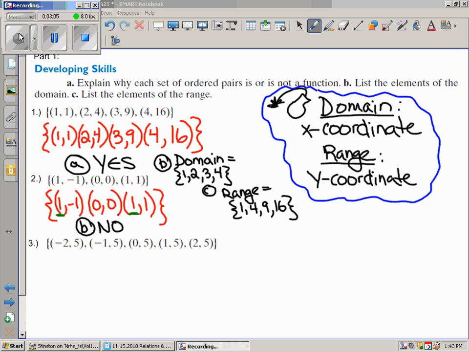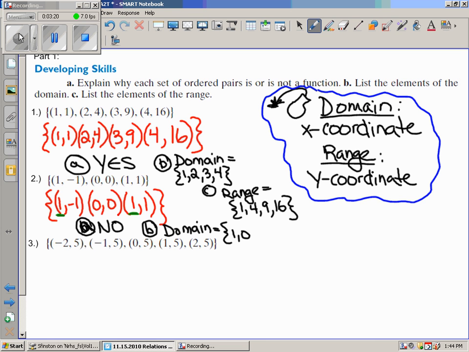Okay, now let's do number 2. This should be an A, by the way. I messed that up. That should be an A. Okay, let's do 2. B, what's the domain of this one? The domain of this one is 1 and 0, and we don't need to put the other 1 in there. You can if you want to. And what's the range of this one? Yeah, the range is -1, 0, and 1. Perfect.